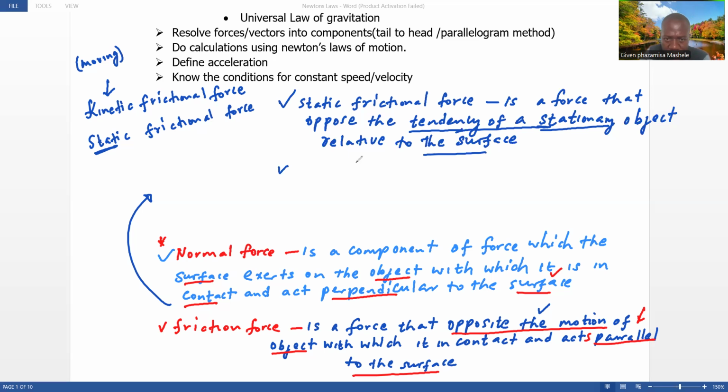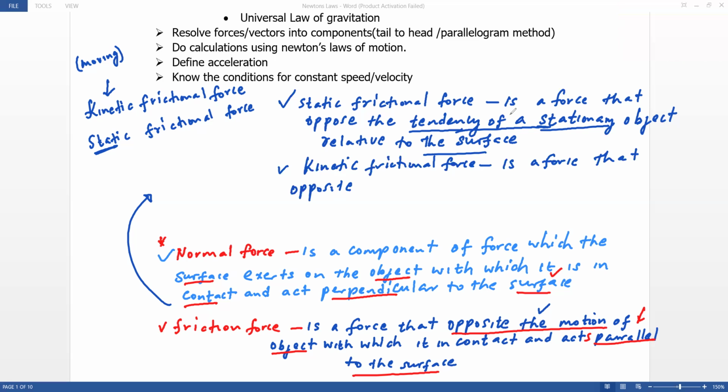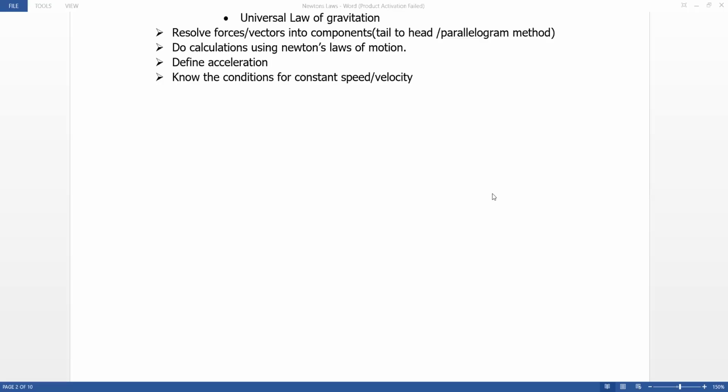Then the kinetic frictional force is a force that opposes the tendency of motion, I apologize, of motion. Okay, guys, as I was saying, I had a connection issue, I apologize. I was talking about the definition of static frictional force.